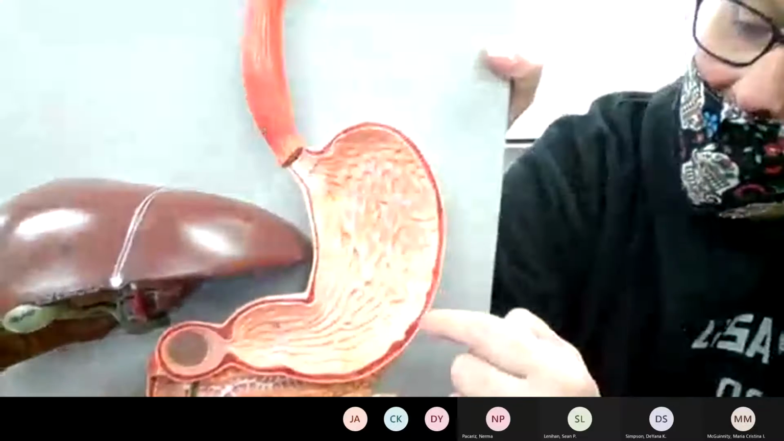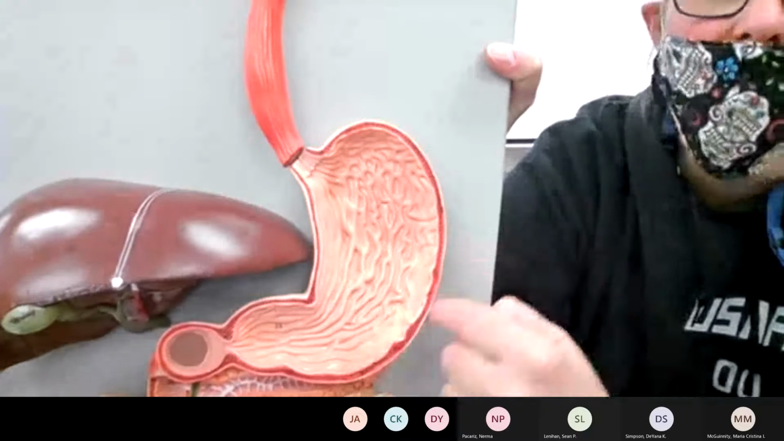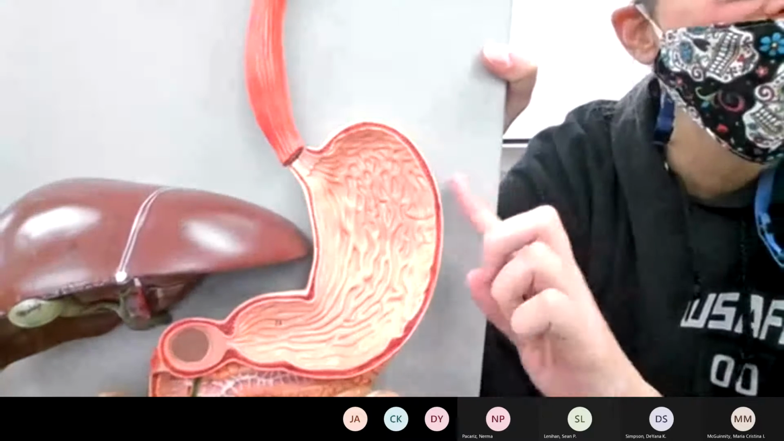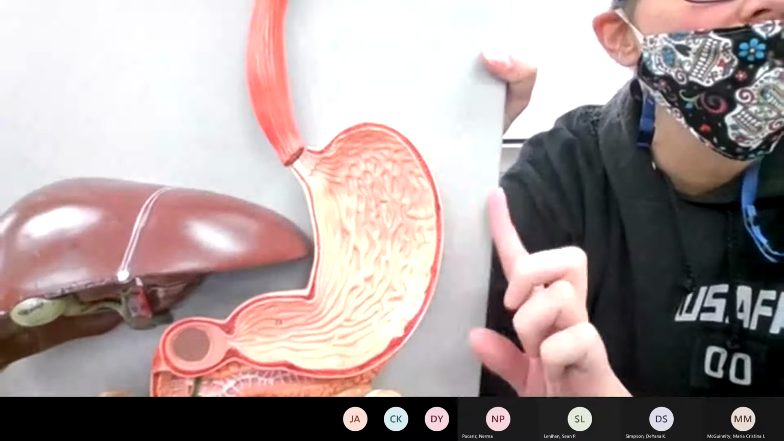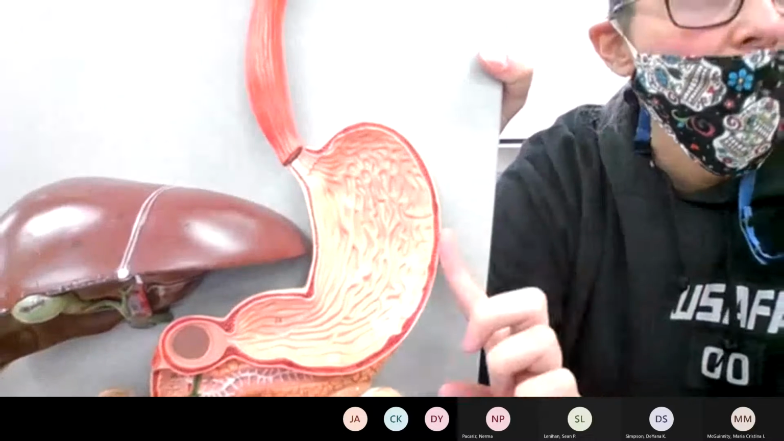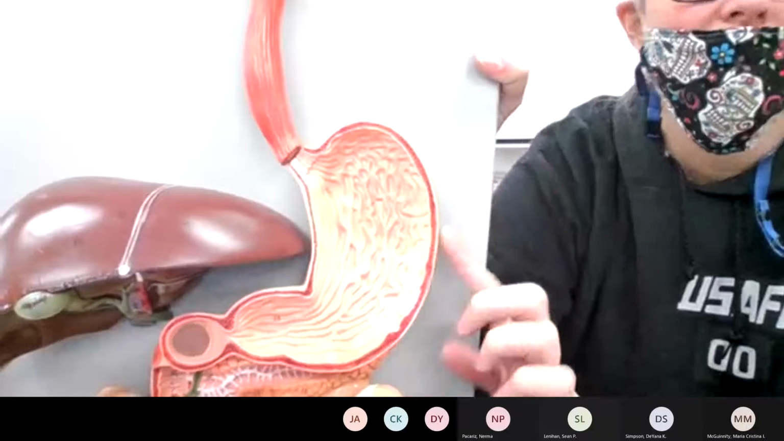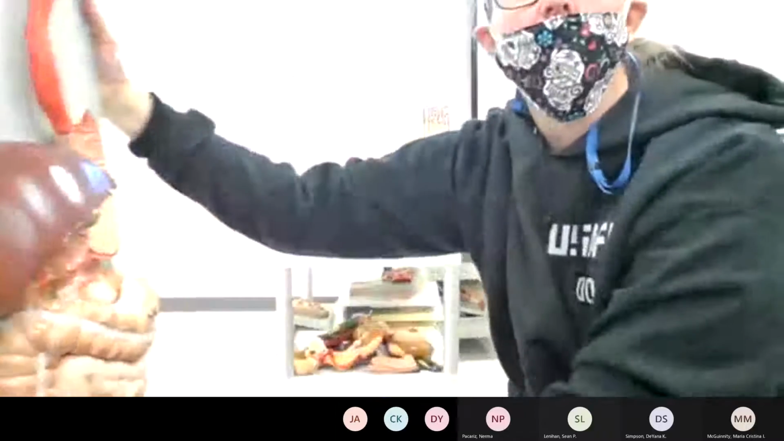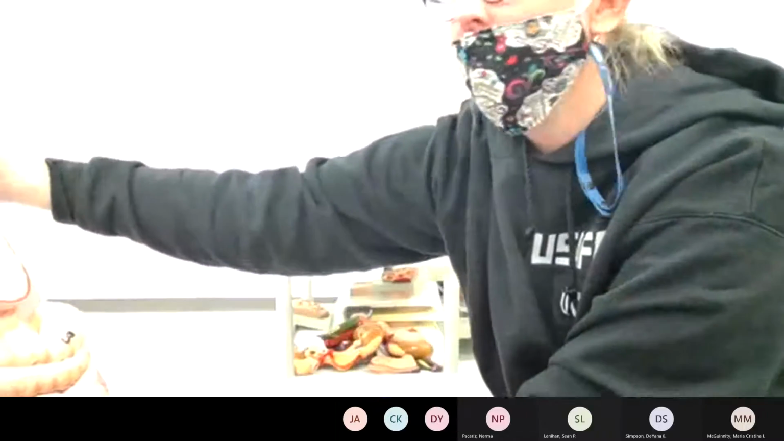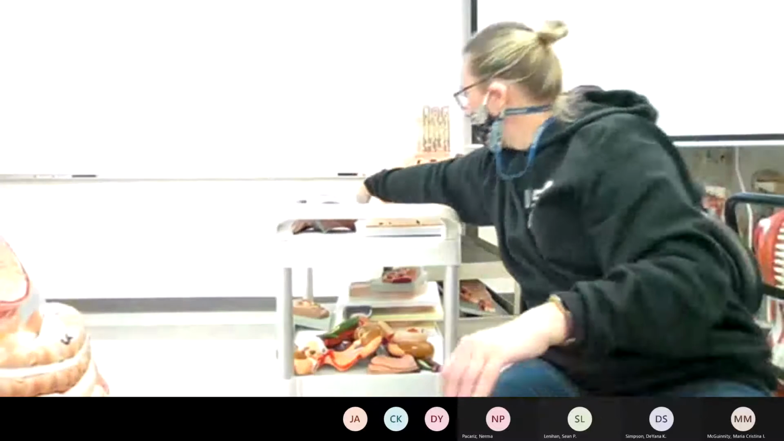So your stomach is going to have mucosa, submucosa, muscularis, and the outside will start to be the serosa layer, which is your simple squamous epithelium, areolar connective tissue, which is your visceral peritoneal membrane. Okay?